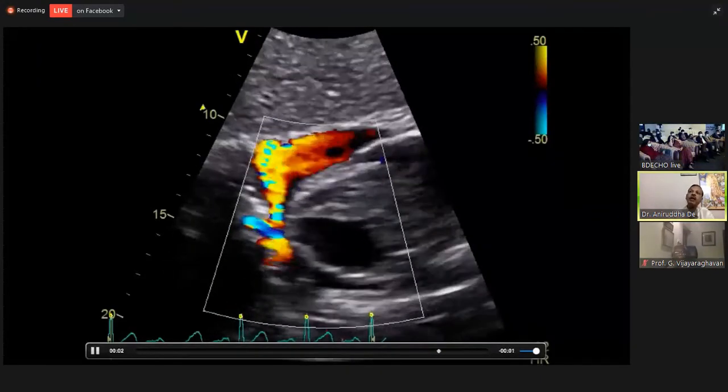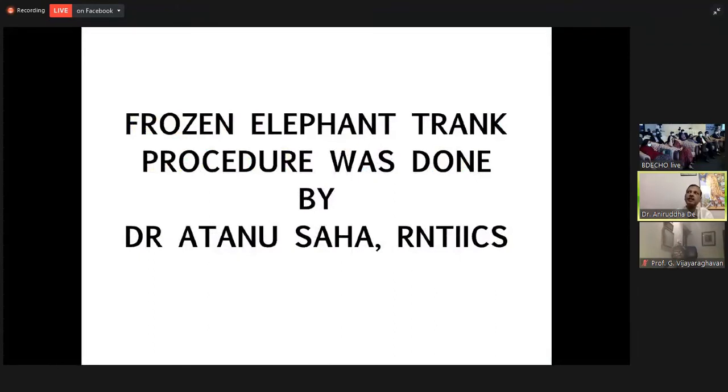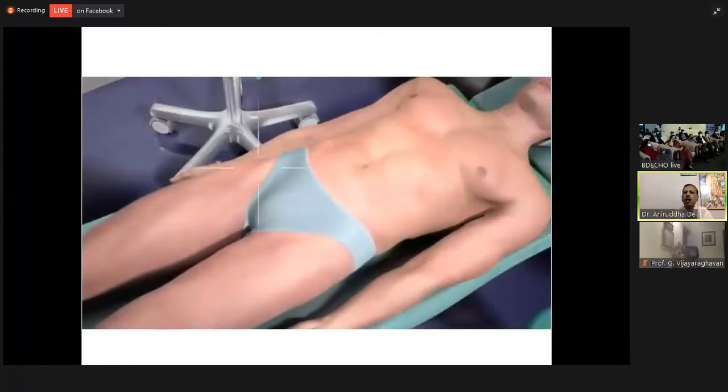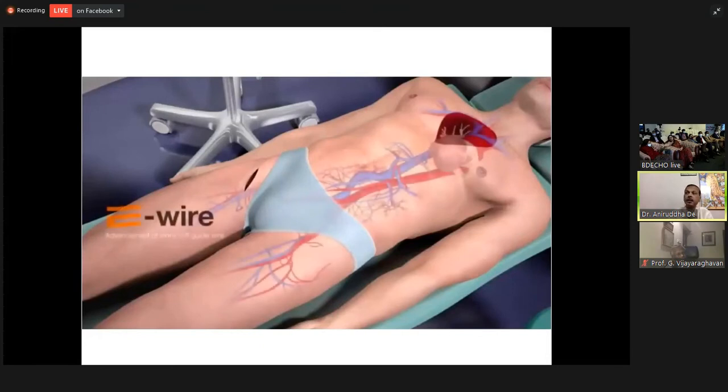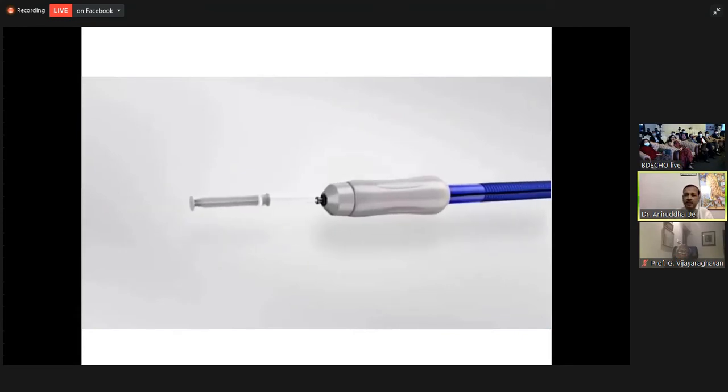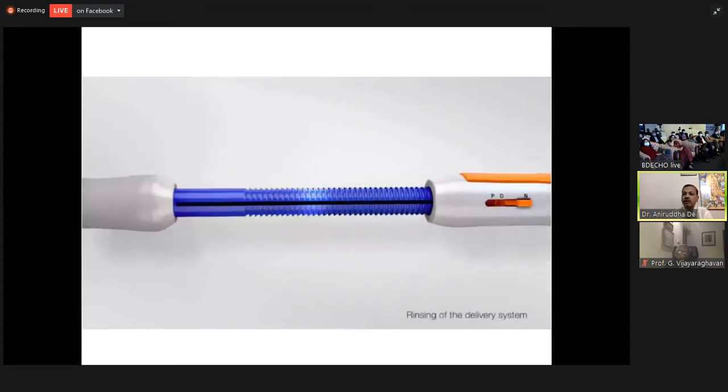If you review these slides very carefully, then retrospectively we thought we had missed it. So what has been done in this patient? A unique treatment has been done, called the frozen elephant trunk procedure, by Dr. Atanusa in RNTCs. I'll give a schematic video of how this procedure has been done, because this is a unique procedure. In this patient, a wire is put into the femoral artery by a device, and it's called rinsing of the delivery system.